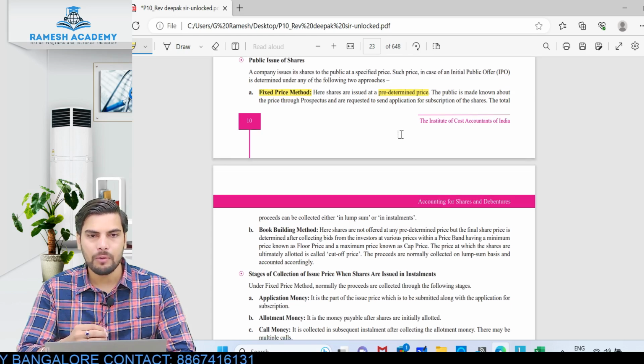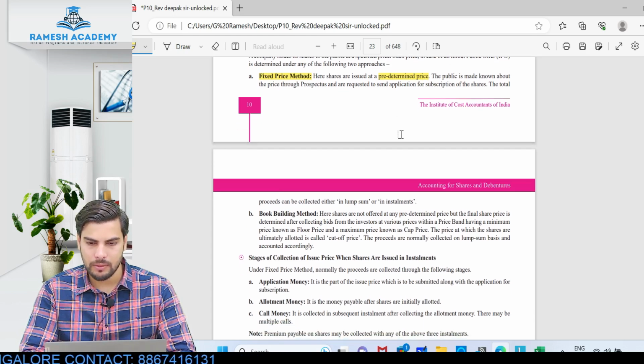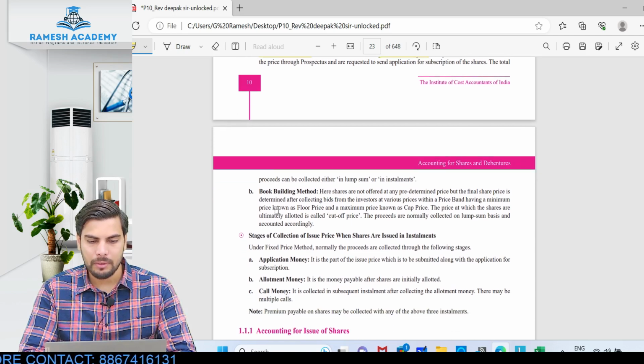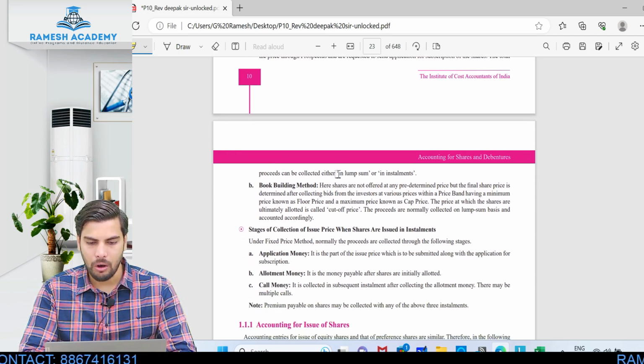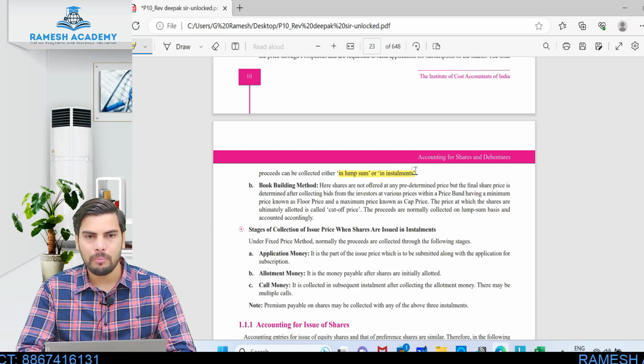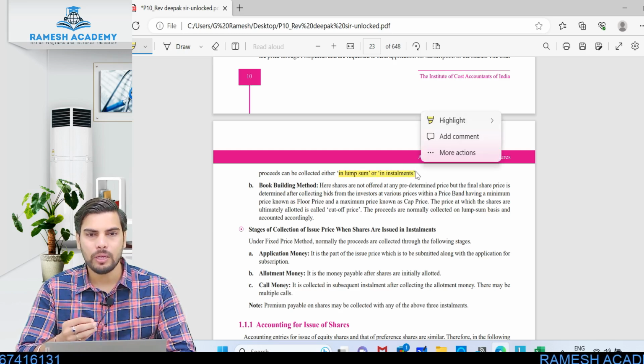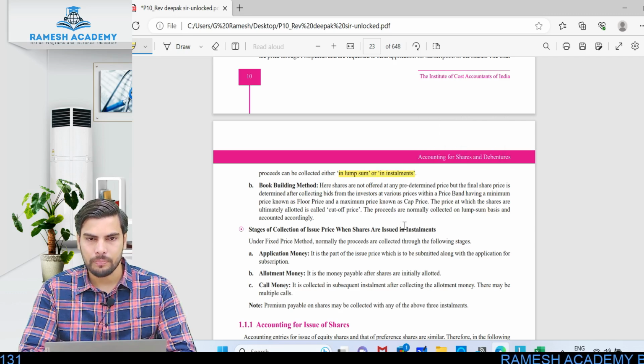Okay, the public will be applying for these particular shares. The total proceeds can be collected either in lump sum or in installments. It's not mandatory that the entire amount has to be obtained in one shot only. So we'll be talking about the journal entries that will be passed if the company is receiving this amount in installments.